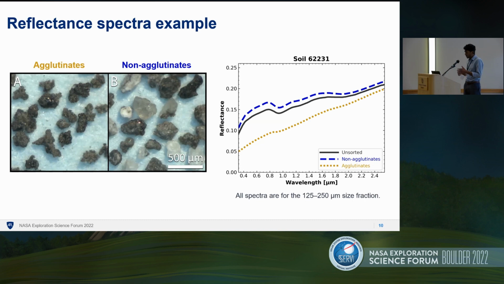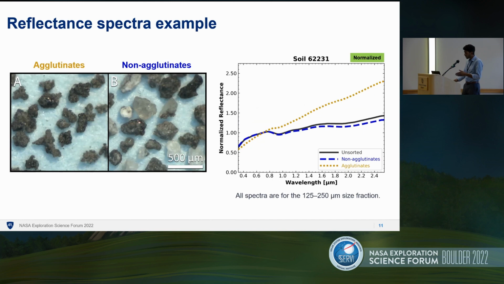Now, we immediately see some clear differences among these spectra. The agglutinates are lower in reflectance, which matches their visually darker appearance. And there's a difference in the spectral slope, which is most clearly seen if we switch over to a plot of normalized reflectance, where it's very clear that the agglutinates are much steeper or redder in slope than the unsorted and non-agglutinates.